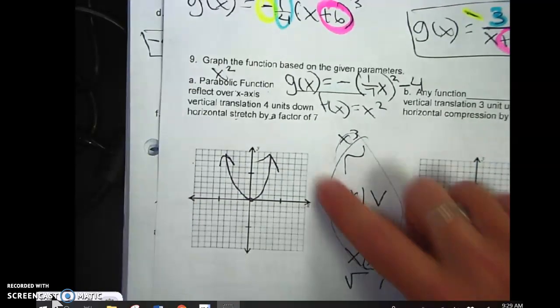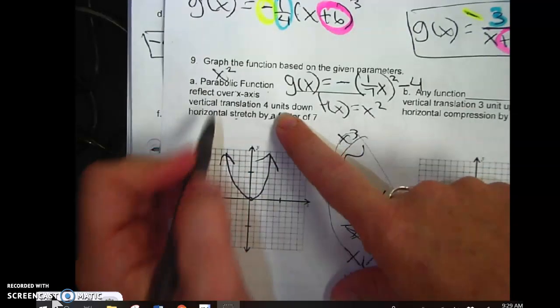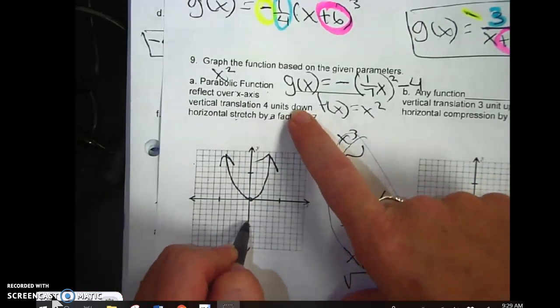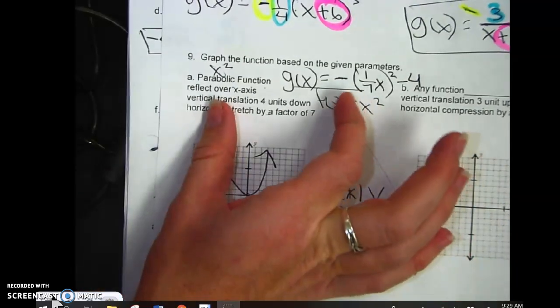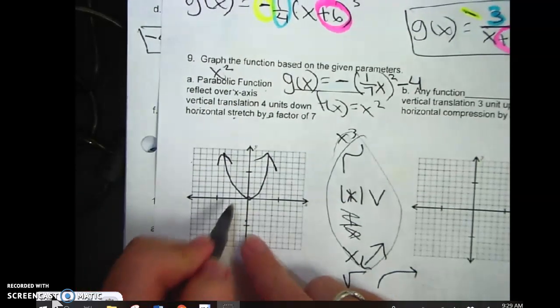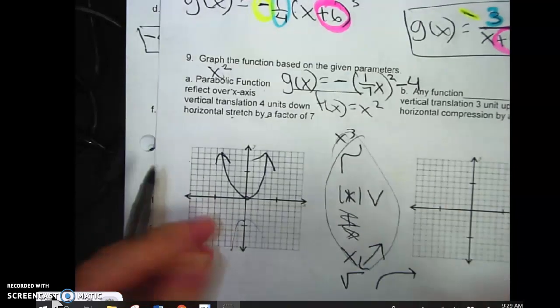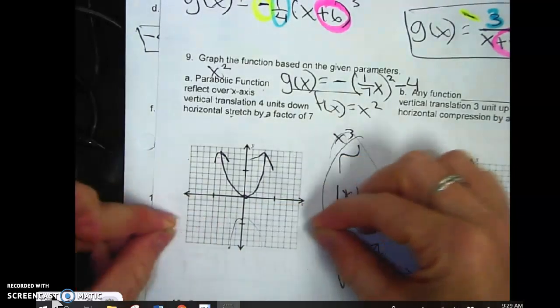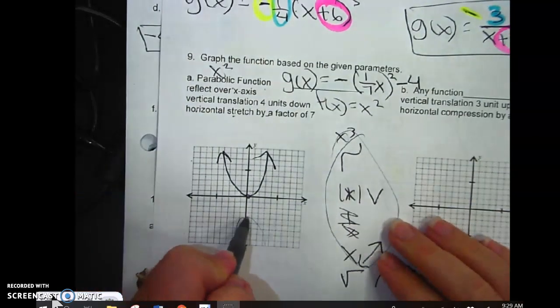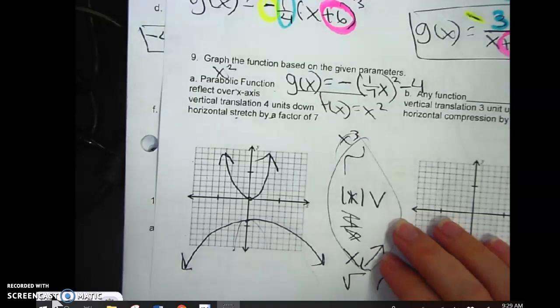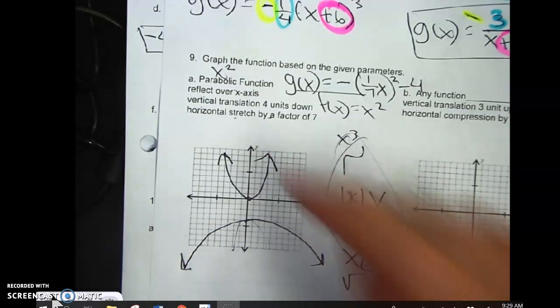All right, so literally what they tell me they want me to do is go 4 units down. So I'm going to do that first because I feel like that's the easiest. If I reflect over the x, that means you're flipping me. So now instead of going up, I'm going to go down. But I need to horizontally stretch. So I'm horizontally stretching, which means it's going to look like that. It's kind of obnoxious, but you get the idea. Just make sure it looks wider than your original.